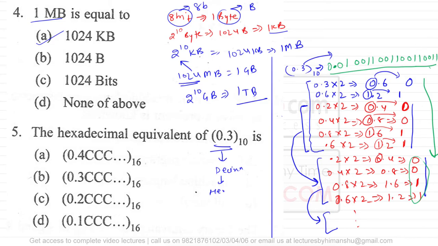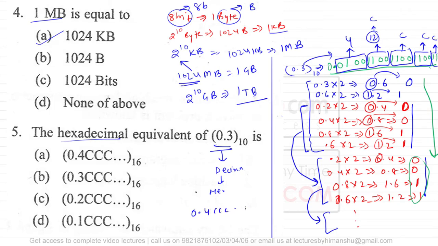Now when you make a hexadecimal number out of it, we have to combine 4 bits of information. These 4 bits of information are going to create 1 digit of the hexadecimal number, and so on. So this digit in hexadecimal is representing the number 4. This is representing the number 12. 12 means it is representing C. Again, it is representing C, and so on. Therefore, the hexadecimal equivalent to this number is 0.4CCC, and so on. Base is 16. Therefore, the answer is option number A, which is the correct answer for this given problem.